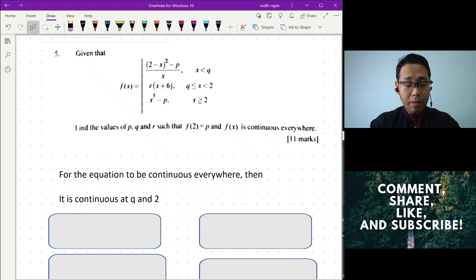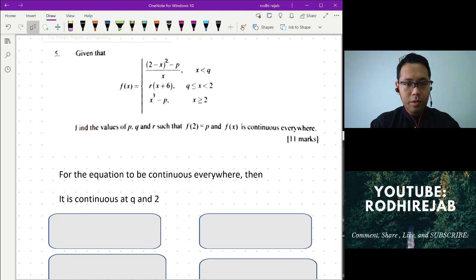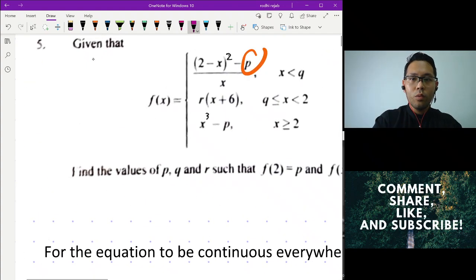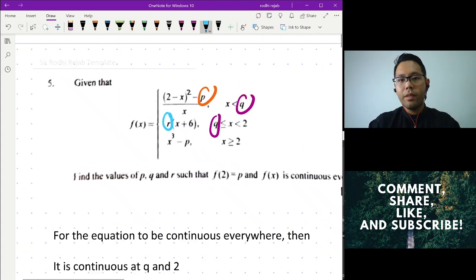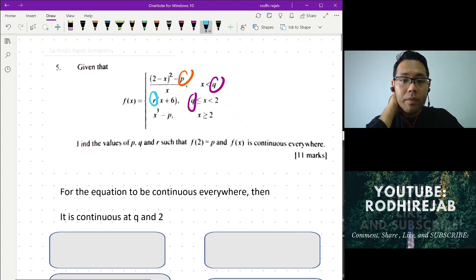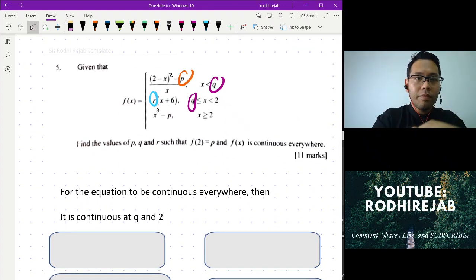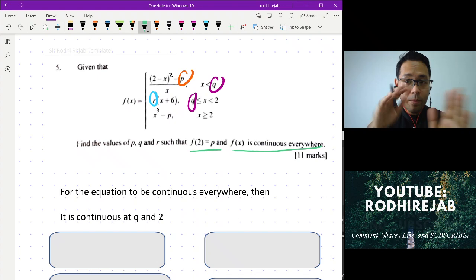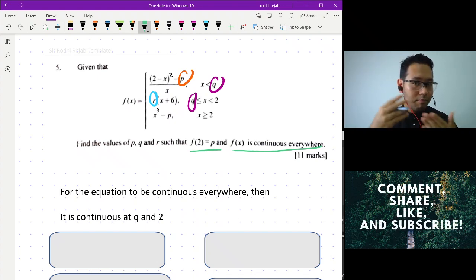So this is a limit question. Okay, limit and continuity. And there are P, Q, and R. So there are a lot of unknowns. If you have a look here, there's a P, Q, 2Q, and there's one R. Right, so we want to find the values of these unknowns. And we were also given a few clues: f(2) equals p and f(x) is continuous everywhere. Okay, you may pause the video if you want to try first, or if not, you're ready.